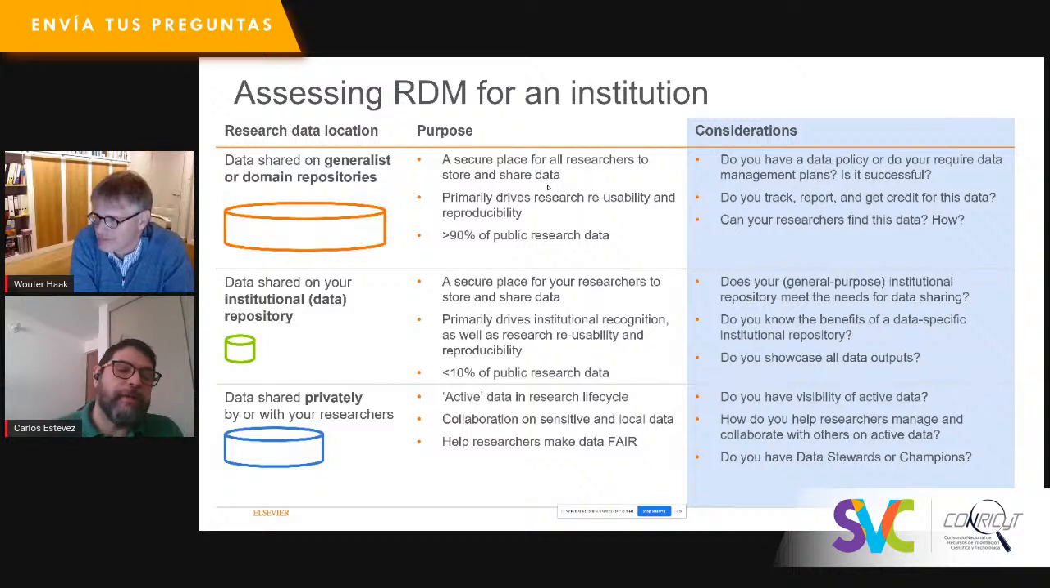Thank you, Wouter. No, it's a very complete answer. Thank you very much. It seems that in Mexico, researchers are very jealous of information and do not share their work. What do you recommend to institutions to demonstrate to researchers that the information will be well managed?